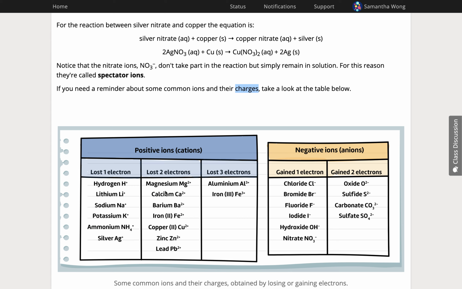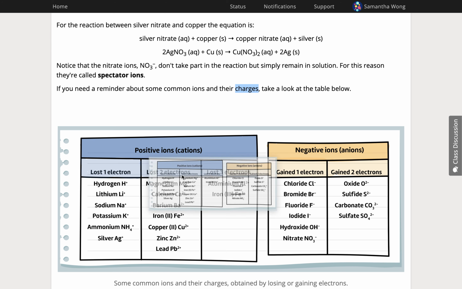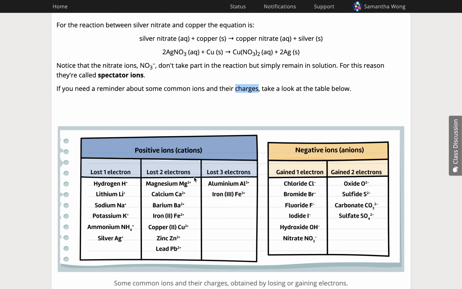Moving on to the next column, we can see magnesium, calcium, barium, iron, copper, zinc, and lead. They all have a charge of +2. What this means is that they've lost 2 electrons and overall have a charge of +2. So they have 2 extra protons than they do electrons. So more positives than negatives.